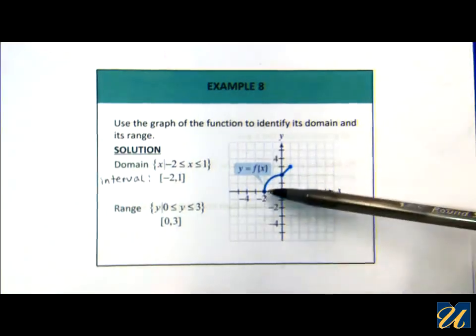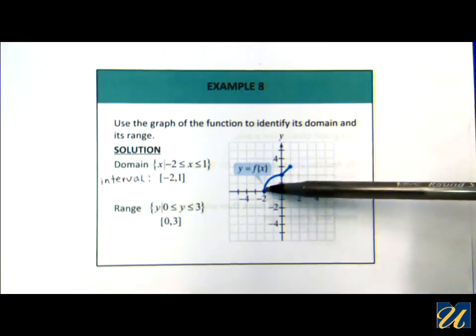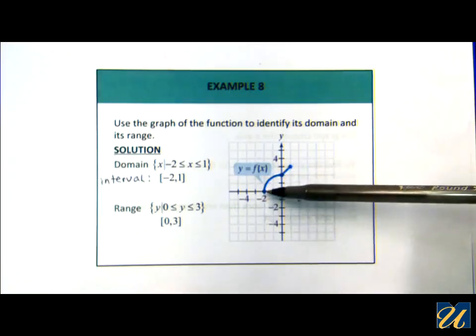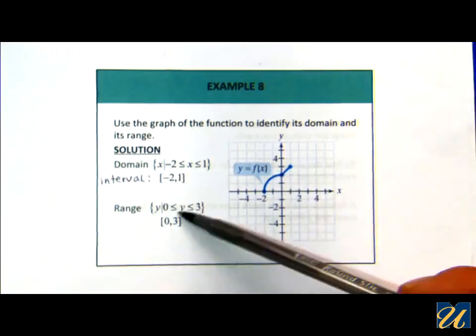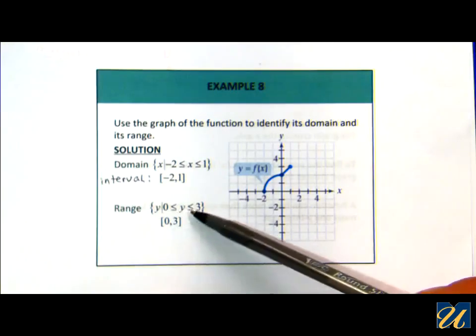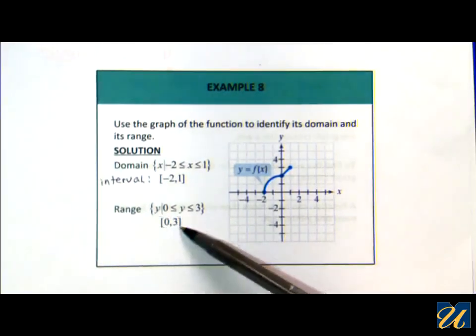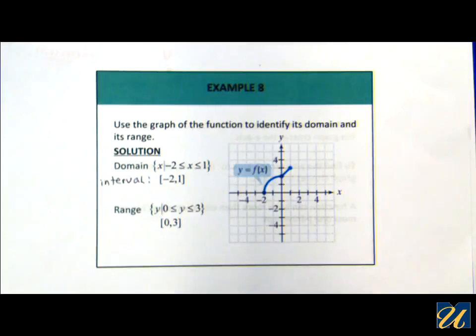The low value is on the x-axis, so that's where y is 0, and the high value of y right here is where y is equal to 3. And we have closed endpoints here, so that means from 0, including 0, up to and including 3. So all y values between 0 and 3, including 0 and including 3. So that would be the closed interval, square bracket, 0 to 3. All y's between 0 and 3, including 0 and 3, would represent the range.